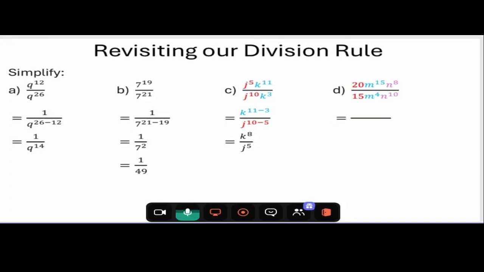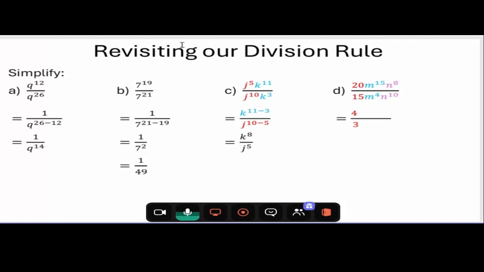Okay, so you can see I've color-coded for you there. There's a 20 and a 15. Those are just regular old numbers. That's like a fraction. Just ignore everything else. That's like the fraction 20 over 15. That can be reduced. They both divide by 5, giving 4 over 3 for the number part.